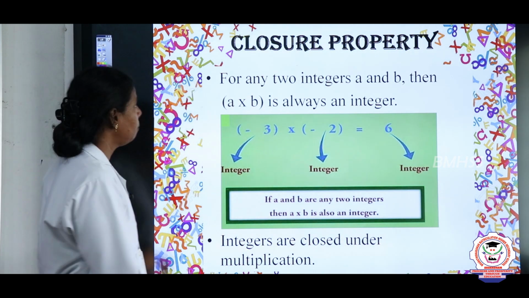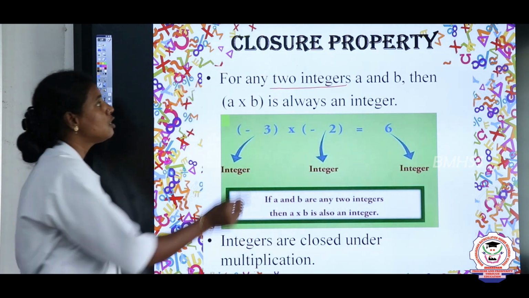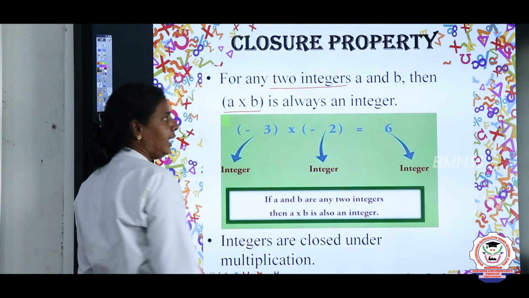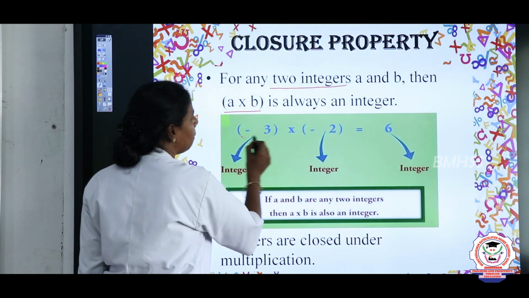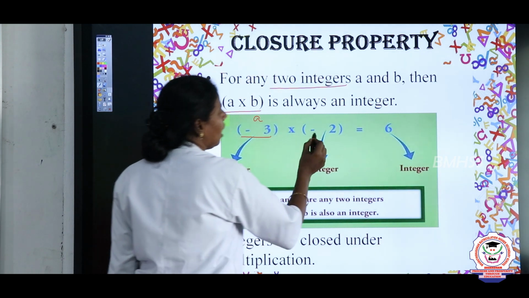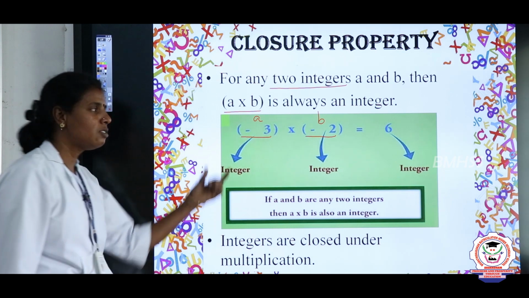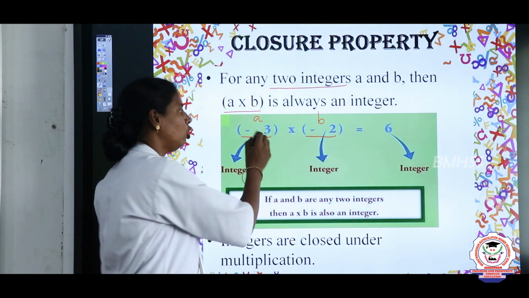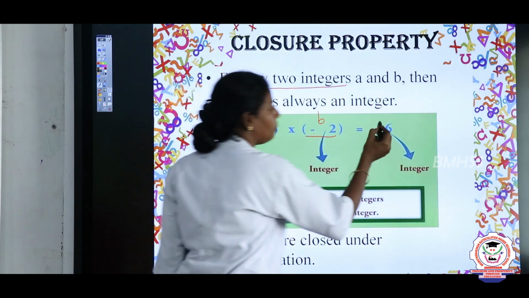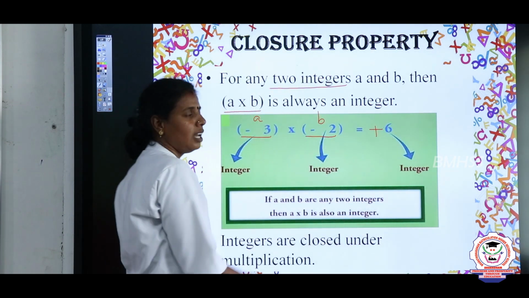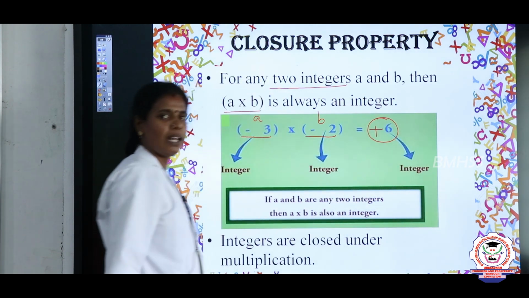Closure property is nothing but we take any two integers, let them be a and b. With respect to multiplication, a into b is always an integer. For example, minus 3 as a and minus 2 as b. Now we multiply minus 3 into minus 2. Both are negative numbers, and minus into minus, the answer will be plus. 3 2s are 6, so the answer is plus 6.